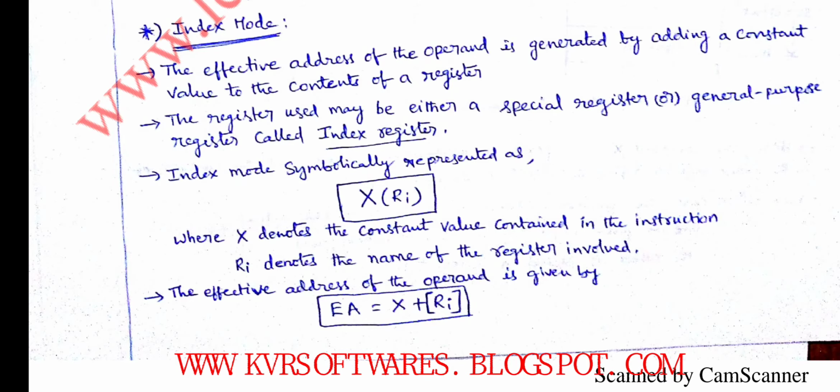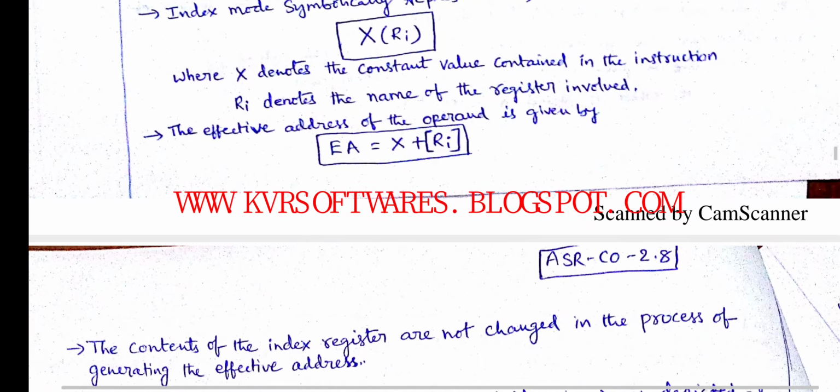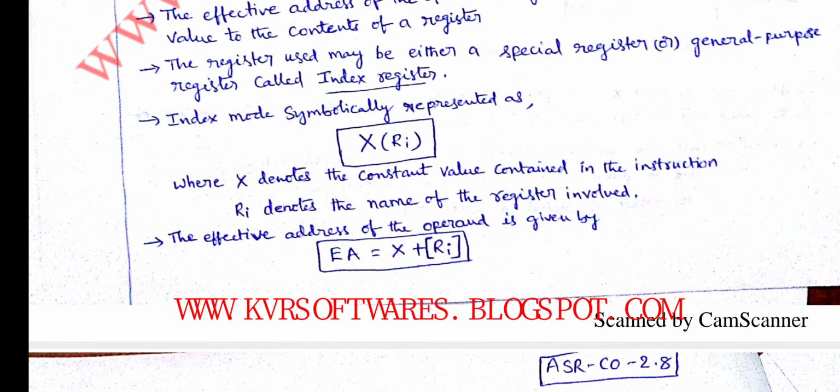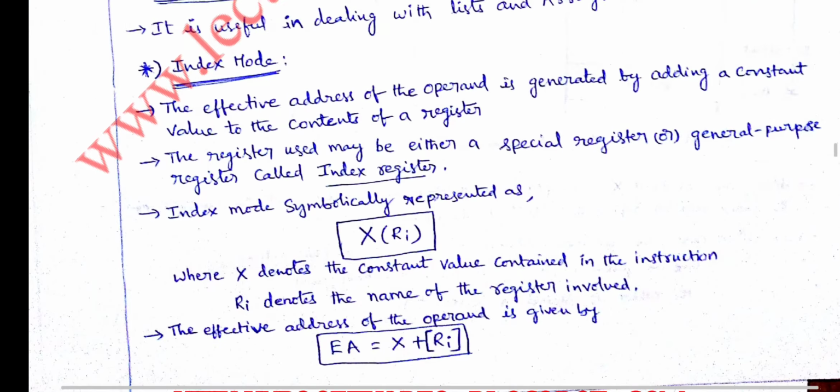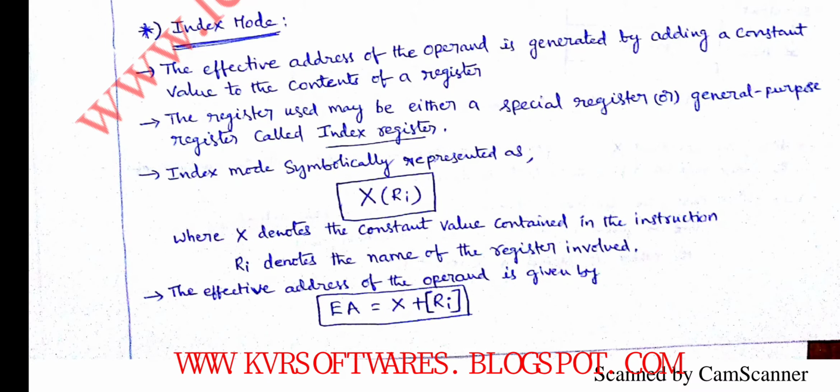Ri denotes the name of the register. The effective address of the operand is given by EA, effective address is equal to X plus Ri. So here X is the constant value, Ri is the register. So this is called index mode. Index mode means you add one constant value to the contents of a register, you get an effective address, and that address contains the value or operand you need.